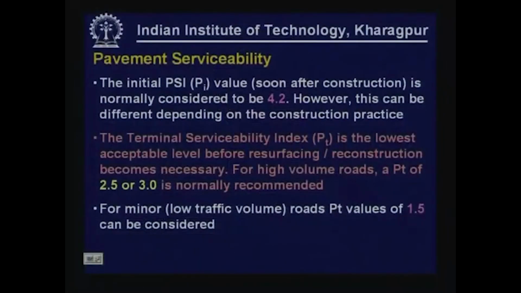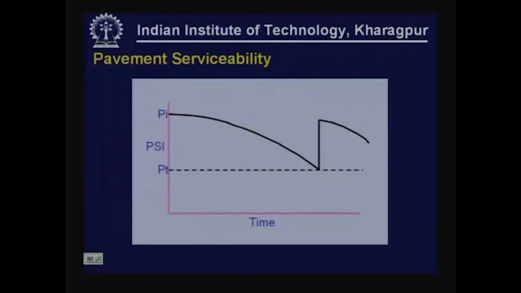But if you are traveling on a high speed facility, you would be expecting higher serviceability levels. So, the terminal serviceability values for high speed facilities, high volume roads, are in the order of 2.5 to 3. For minor or low traffic volumes, the PT values can be as low as 1.5. As we indicated earlier, the performance of the pavement can be represented by the serviceability index of the pavement.